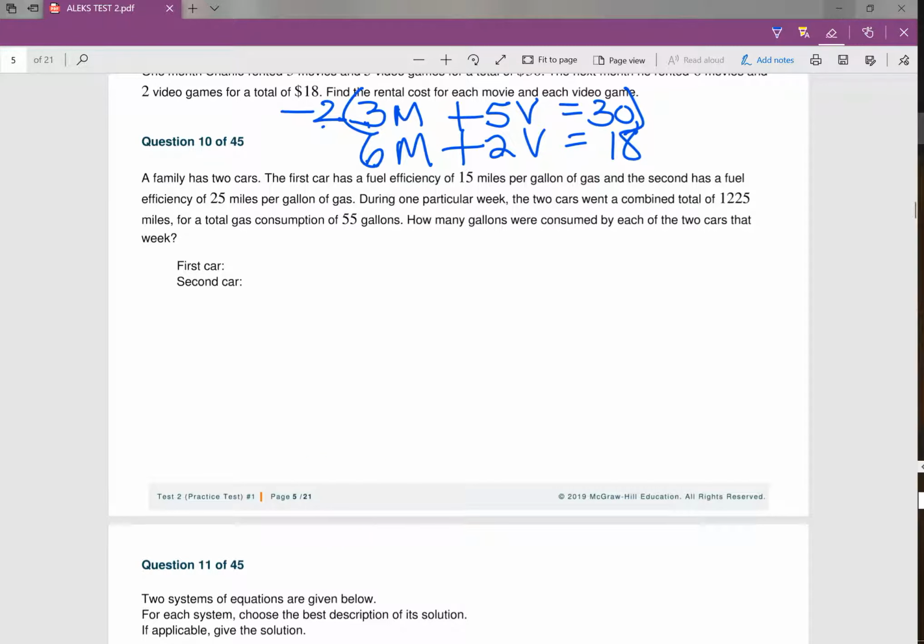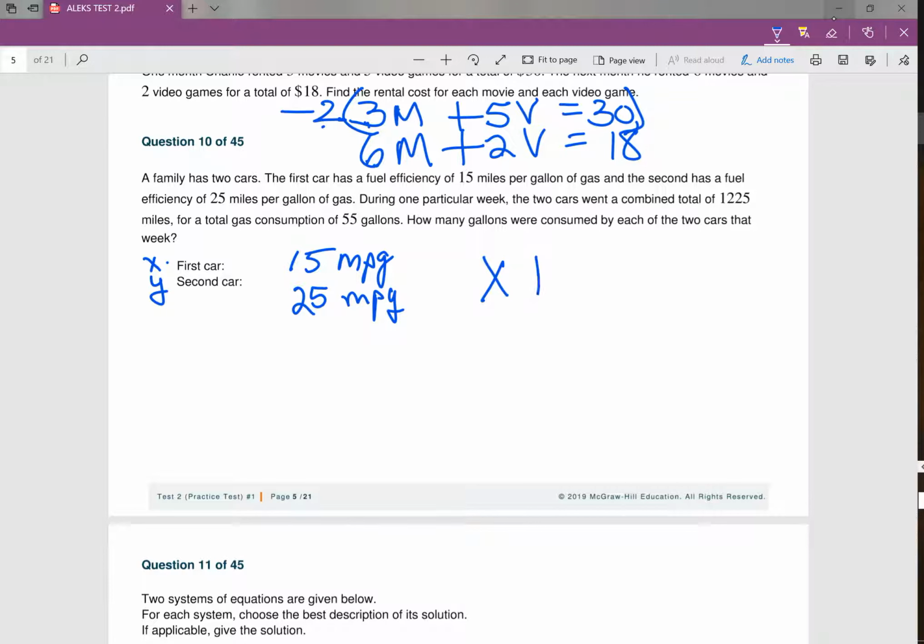So they helped you already by setting up the 2 cars. If you notice, they have the 2 variables here, first car, second car. So that's like your X, that's like your Y. So if this car has a fuel efficiency of 15 miles per gallon, and the second car has a fuel efficiency of 25 miles per gallon, right? And so there's your X and your Y.